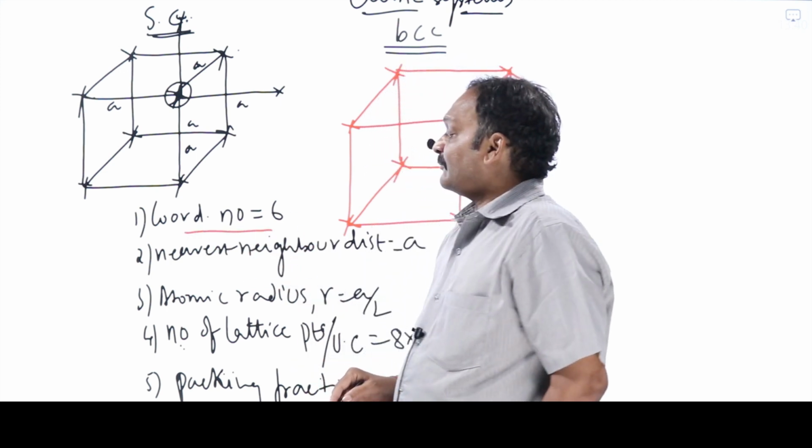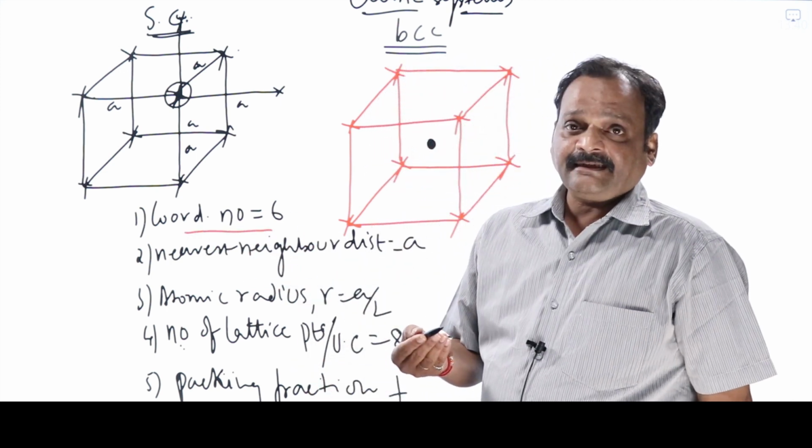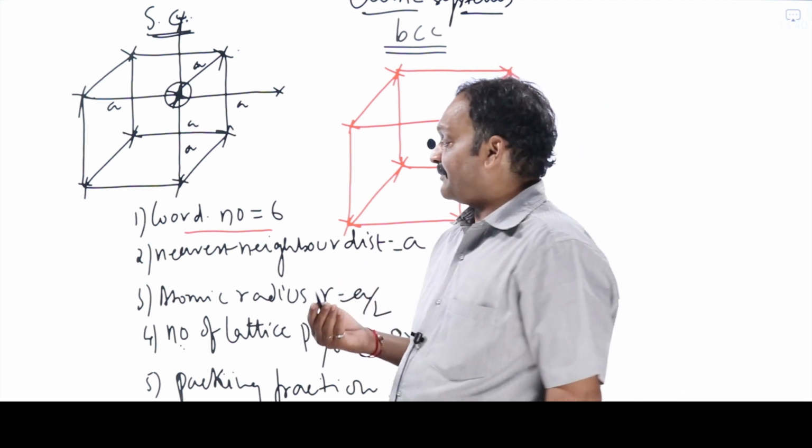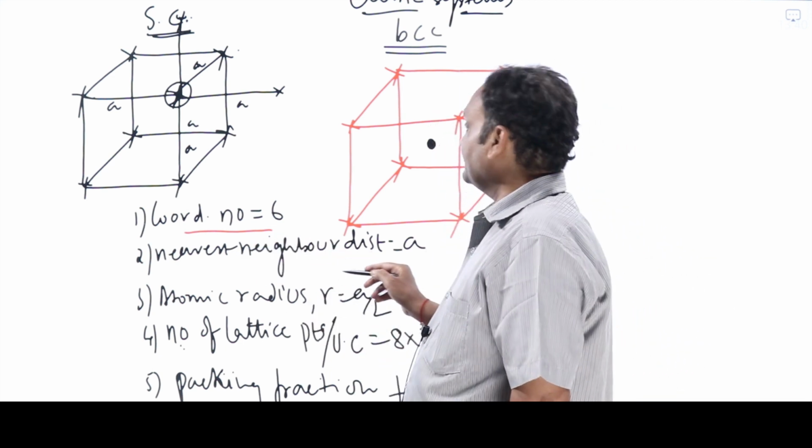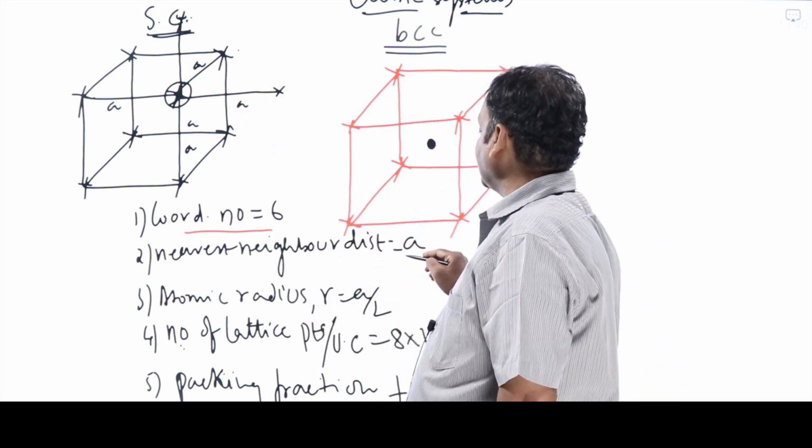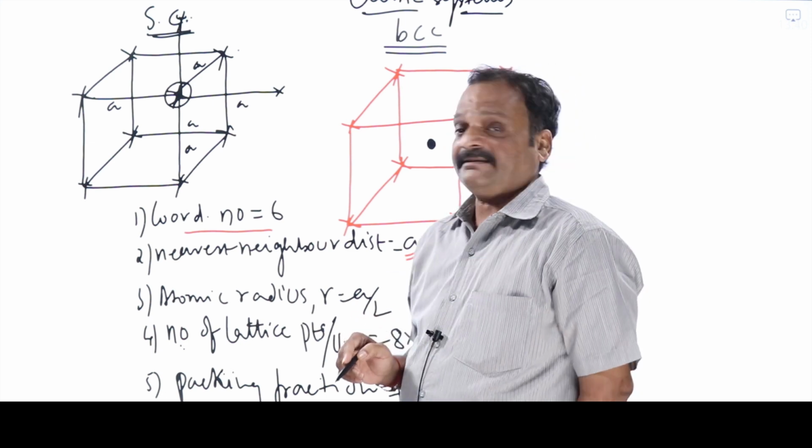And at what distance are those 6 neighbors present? That's known as the nearest neighbor distance. All those 6 neighbors are at a distance a. So the nearest neighbor distance is a.